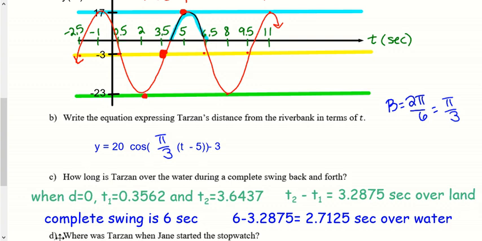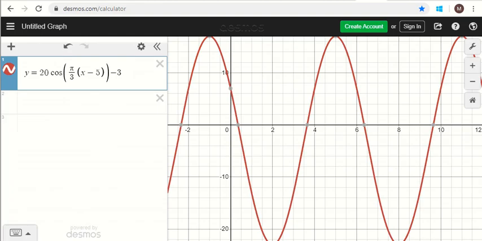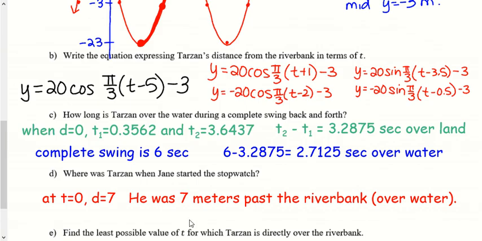Okay, it says, where was Tarzan when Jane started the stopwatch? Well, Jane started the stopwatch at t equals 0, which is right here. So I'm going to have to go back to my Desmos, and I have it nicely pointed out right there already. It's a y-intercept when t equals 0. My y value is 7. So d equals 7 means he is 7 meters past the riverbank, which means he's over water because it's a positive 7.